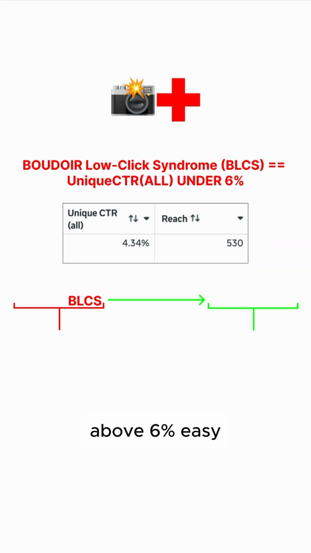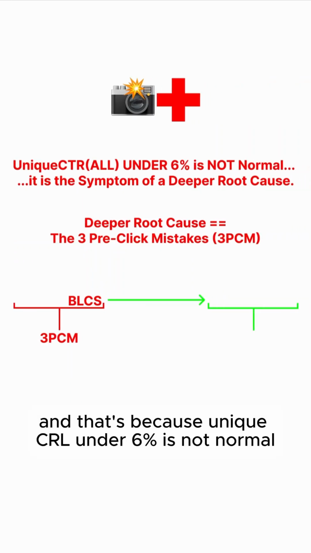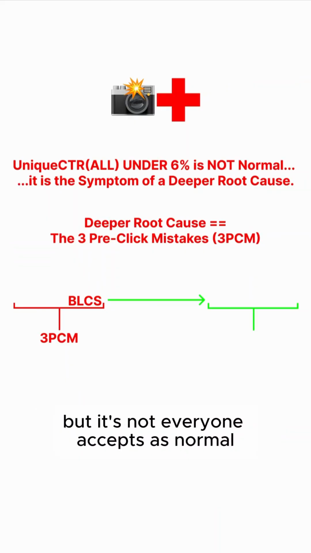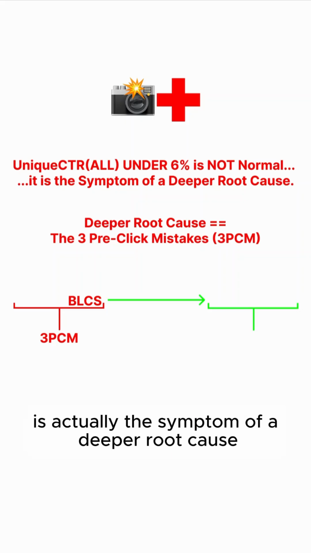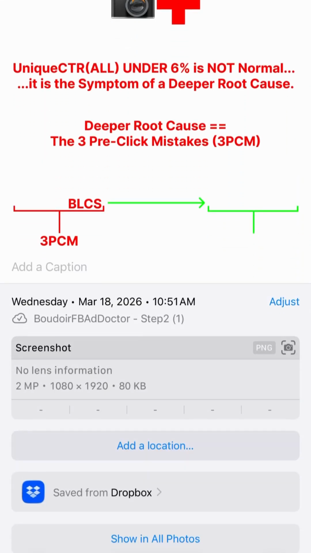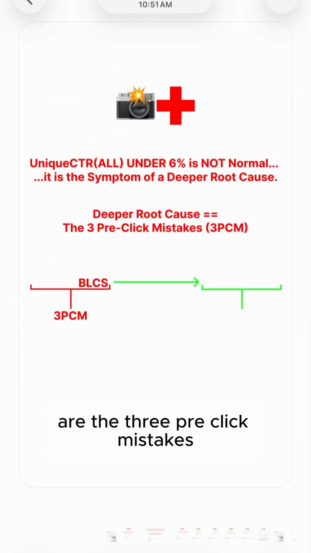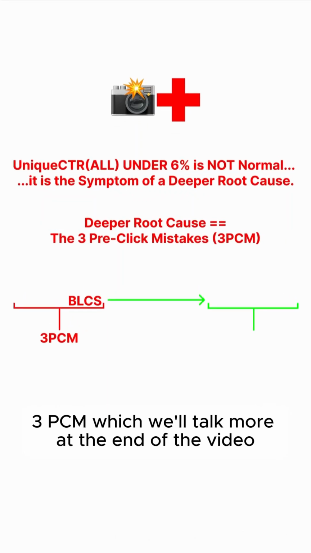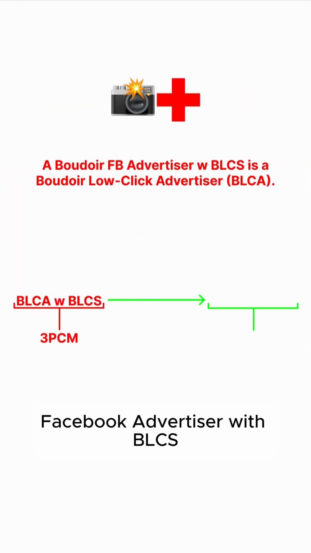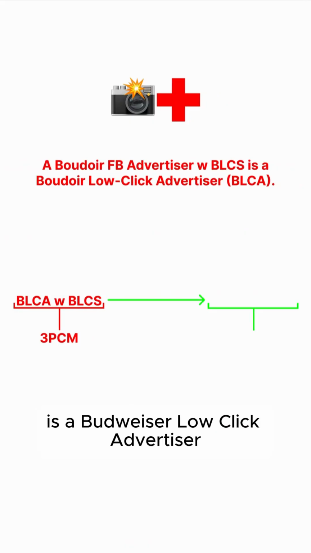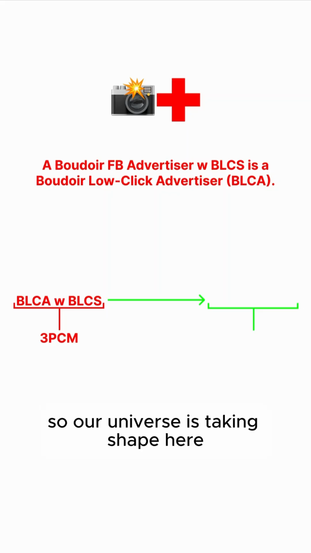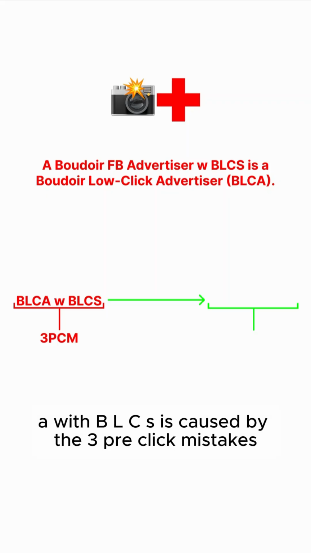Above 6%, easy. And that's because unique CTR under 6% is not normal. Super common, the thing I keep seeing everywhere, everyone accepts it as normal, but it's not normal. It's actually the symptom of a deeper root cause. The deeper root cause is the 3 pre-click mistakes, 3 PCM, which we'll talk more about at the end of the video. We also know that a boudoir Facebook advertiser with BLCS is a boudoir low-click advertiser, a BLCA. So our universe is taking shape here. A BLCA with BLCS is caused by the 3 pre-click mistakes.